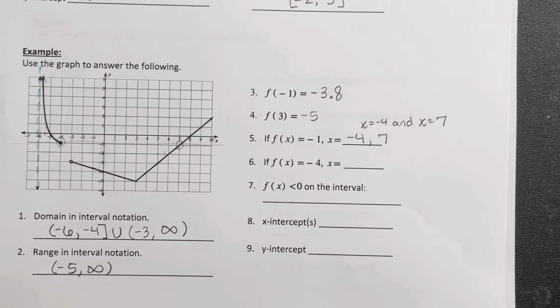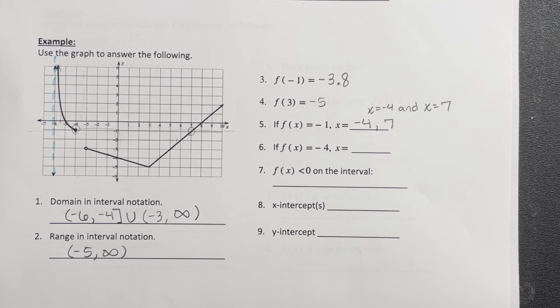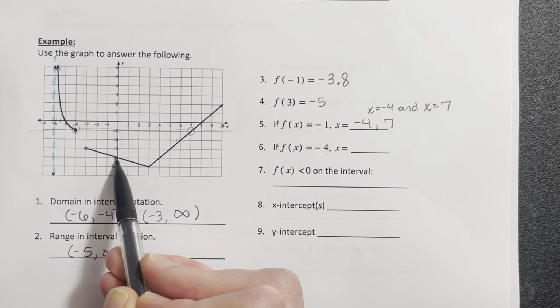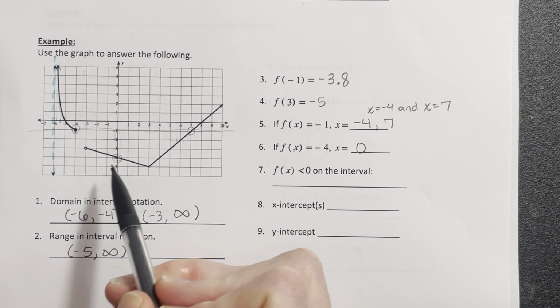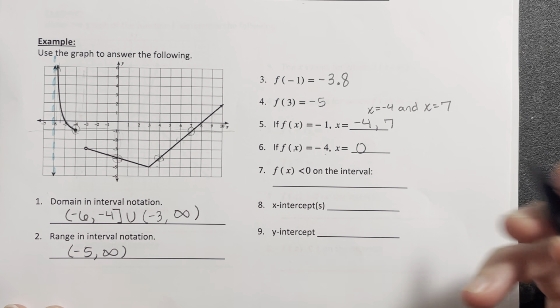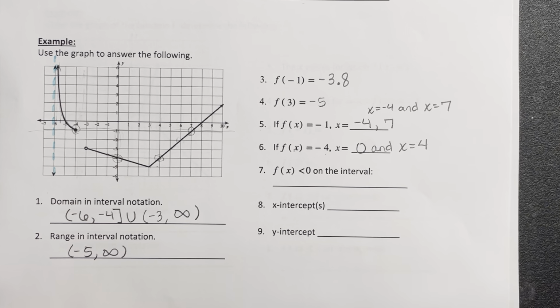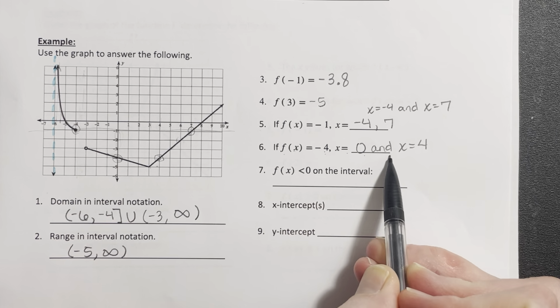All right. For question 6, the function is equal to -4 when x is equal to 0. But it is not the only time this graph ever reaches -4. So it hits -4 again at +4. So the function is equal to -4 when x is 0 and when x is 4.